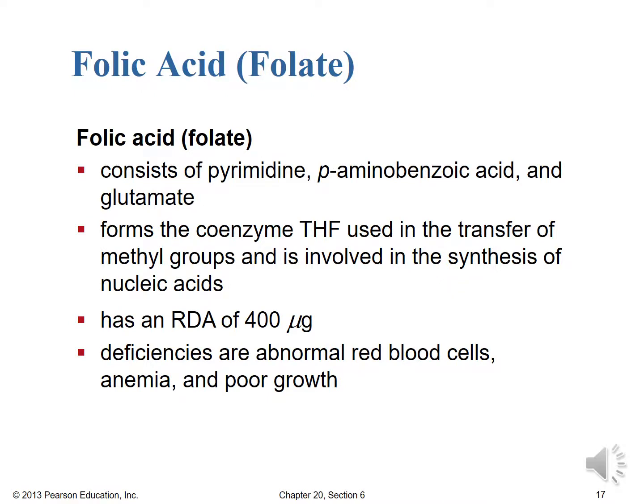Okay, moving on, we've got folic acid, or folate, and it consists of pyrimidine, paraminobenzoic acid, and glutamate. It forms the coenzyme THF, which is used in the transfer of methyl groups and involved in the synthesis of nucleic acids. So being involved in synthesis of nucleic acids, it's particularly important for pregnant females. Folic acid, of course, has been associated with neural tube defects if not enough is taken in the diet of pregnant women in those important early weeks.